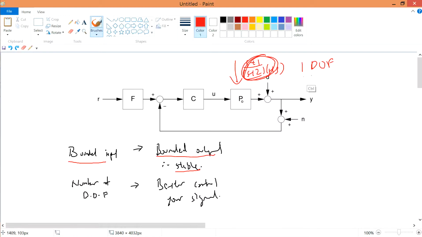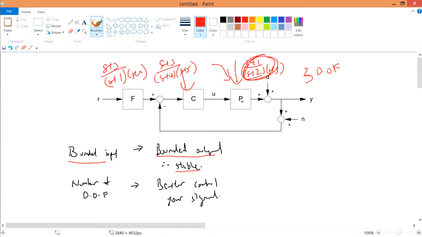If it's 2 degrees of freedom, instead of a transfer function only for the plant, we have a transfer function for control, which is something we've been discussing all along for a lot of videos. If you have 3 degrees of freedom, then instead of F as a constant, or normally we take it as 1, F itself has its own transfer function also.